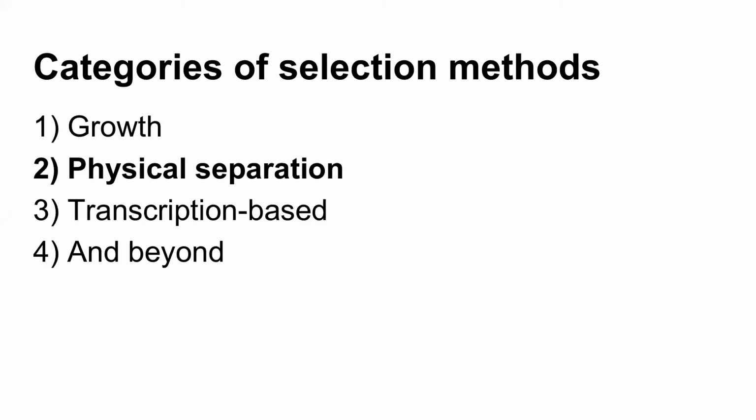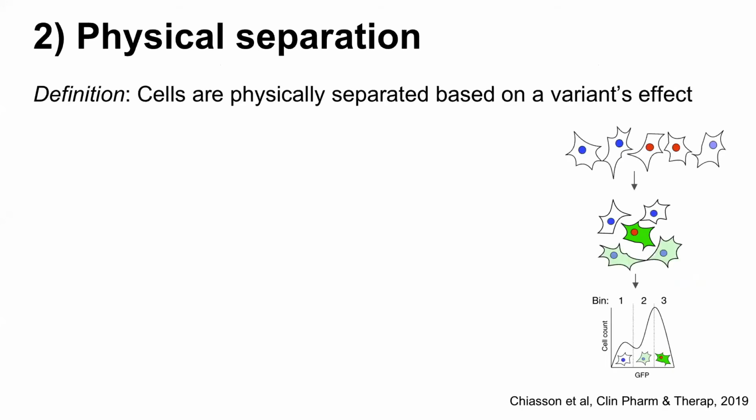Next is what I've called physical separation. For this, rather than waiting for your cells to grow or die off, you're physically separating the cells based on their variants' effects. And by that, I mean, you're literally putting cells into different tubes, different Eppendorf tubes, based on the variant phenotype. And then within those tubes, you check for the variant abundance. As has been covered, the main example technology used for these sorts of assays is, of course, FACS, fluorescence activated cell sorting, which is, again, physically separating your cells into different tubes.